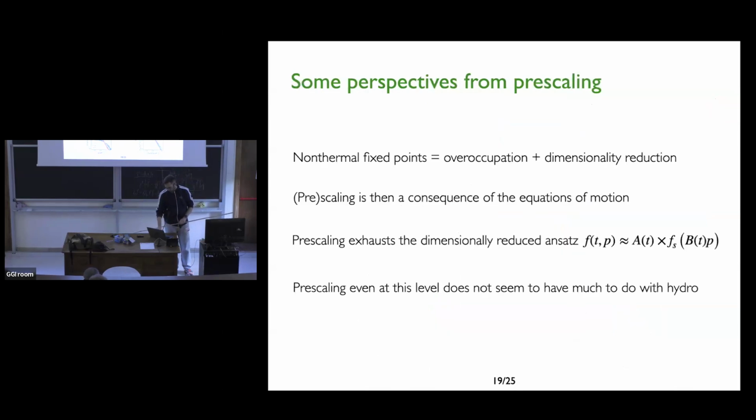Okay, so some comments. Non-thermal fixed points are defined by overoccupation and dimensionality reductions and are observed for weakly coupled systems, described in this case by the Boltzmann equation. This notion of prescaling is a direct consequence of the equations of motion, and the prescaling exhausts the dimensionally reduced ansatz. When you assume this factorization of the distribution function, there is not more that can happen. Prescaling is the only answer.